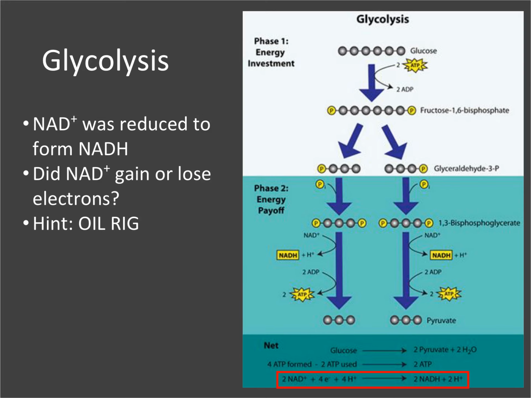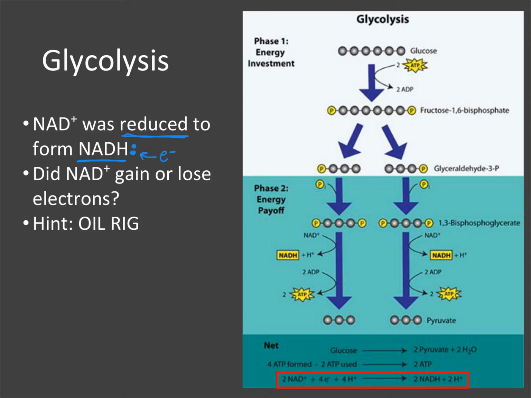So we talked about how during glycolysis we made some NADH. And so NAD plus was reduced to form NADH. And remember, we drew those 2 little dots on NADH to remind us that it had picked up some electrons along the way. So did NAD plus gain or lose electrons?